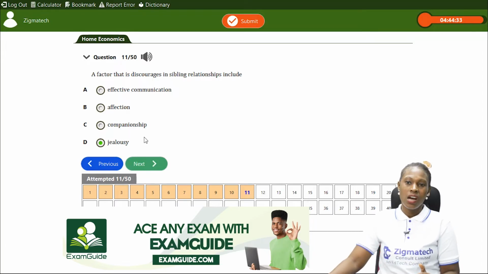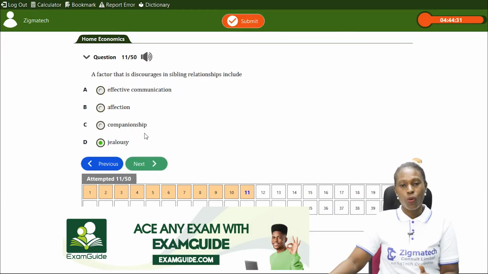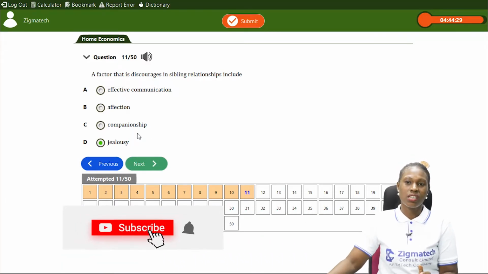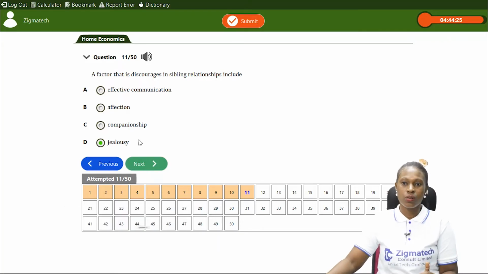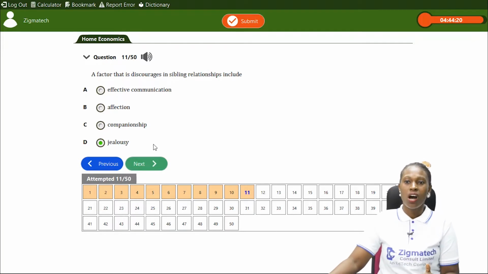Jealousy is something that should be discouraged among siblings. It shouldn't be accepted at all, because you're jealous of your sister, your brother. It's not acceptable. So jealousy is one factor that should be discouraged among siblings.